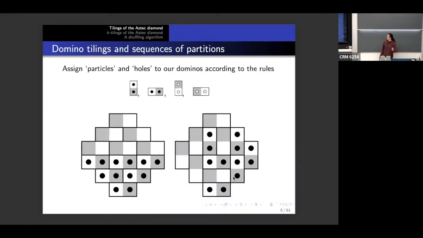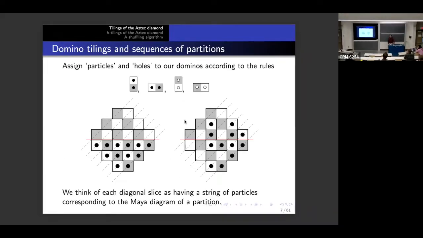So now let's talk about a little bit of the combinatorics of our domino tilings. We're going to assign particles and holes to our dominoes, or to the faces of our checkerboards, according to the rules up here. There are 2 types of vertical dominoes and 2 types of horizontal dominoes, depending on the checkerboard coloring. One type we assign particles to, and the other type we assign holes. In my pictures, I'll mostly just omit the holes and only draw the particles. So here are 2 examples, one where all the dominoes are horizontal and one more complicated example.